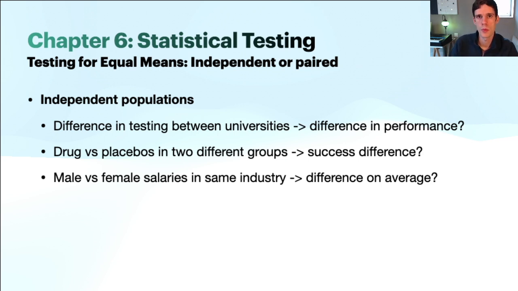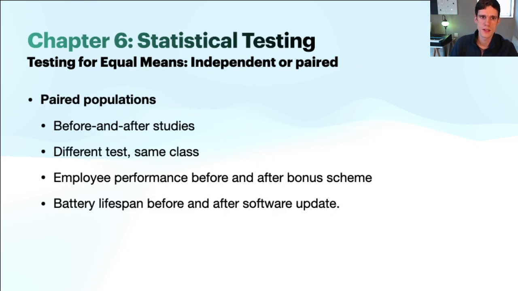Now, independent populations are, of course, the opposite of paired populations. Now, in paired populations, we have the same group of test subjects going through different scenarios. And thus, there is a large correlation between these different scenarios. Let's look at some examples. Before and after studies are a clear example of a paired dataset, because we have the same group and we look at them before an event happening and after an event happening.